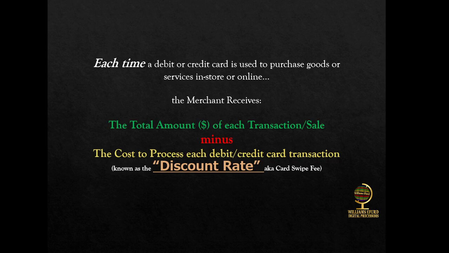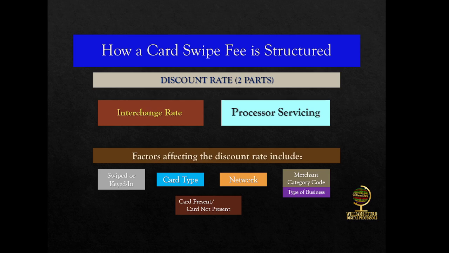Discount rate, again, is a percent of a sale charged by a merchant account provider, which would be us, to its clients for processing services, plus interchange and assessments, which are paid directly to the card brands and issuing banks when a customer swipes, taps, or dips their card for payment, more loosely known as a card swipe fee. Let's lay this out for you.